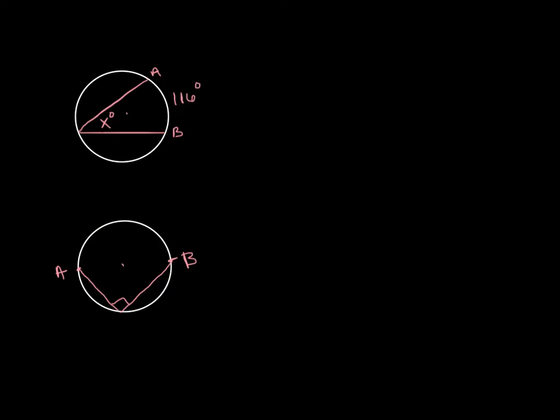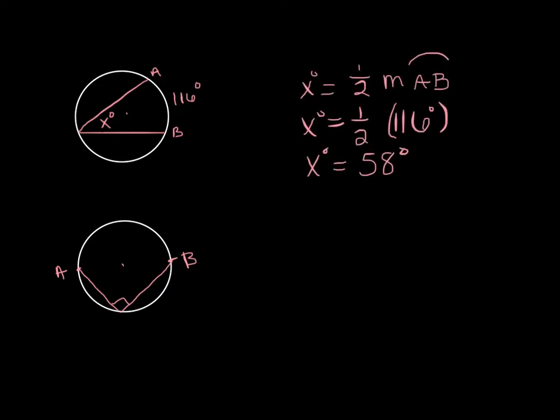Then unpause the video to find the answers. In the first example, we know that this is an inscribed angle, and that angle, the x degrees, is going to be 1/2 of the measure of the arc that it intercepts. Well, that's 116, so half of 116 degrees is 58.